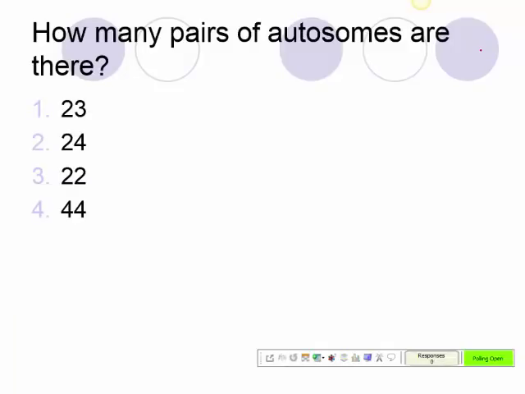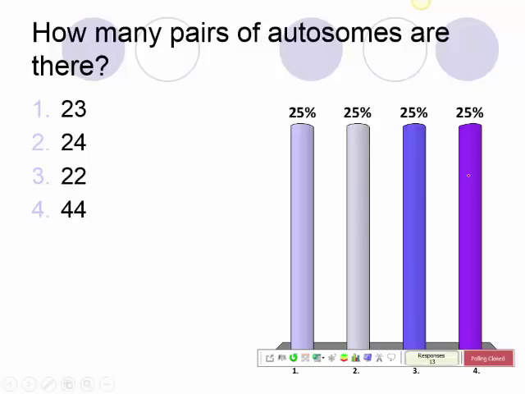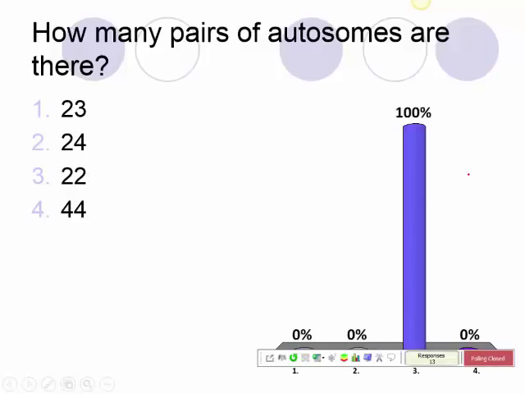So let's review. How many pairs of autosomes are there? Very good.